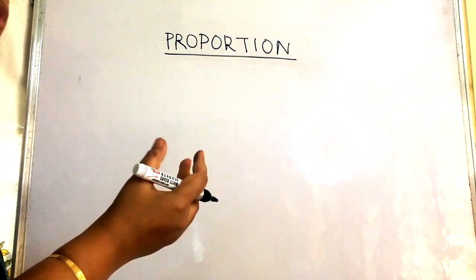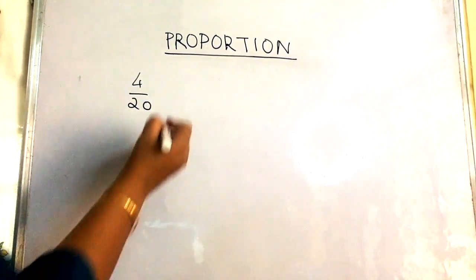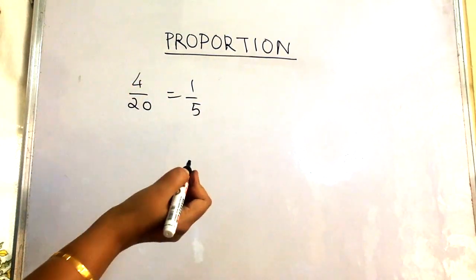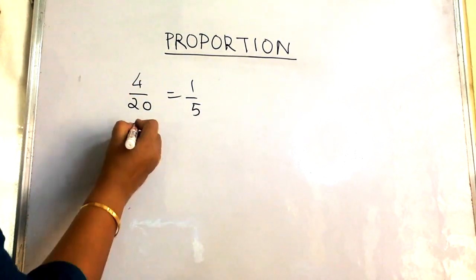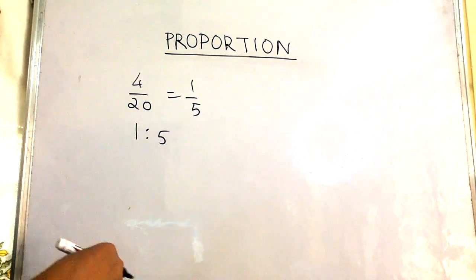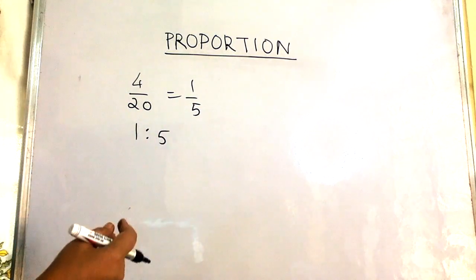We have done ratios and we talked about, supposing I have 4 by 20. Then 4 by 20 can be written as 1 by 5 when we reduce it. So the ratio becomes 1:5. Now that was a ratio. Now proportion is when two different ratios become equal.